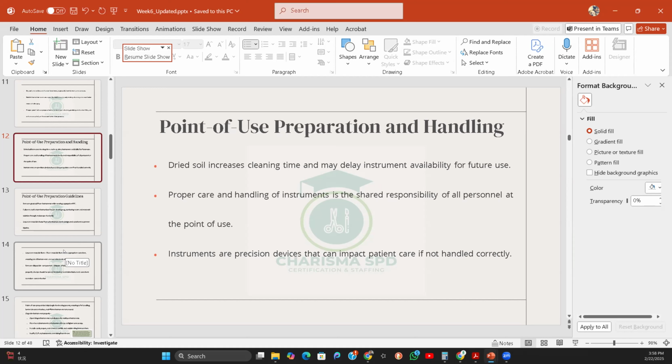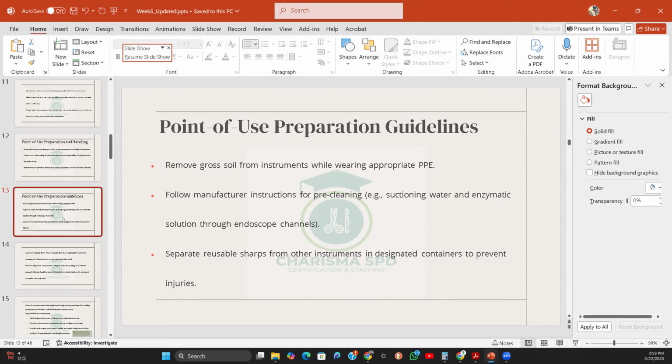Another reason why we need to do point of use preparation is that instruments are precision devices that can impact patient care if not handled correctly. I just explained that, right? Good. Remove gross soil from instruments while wearing appropriate PPE.